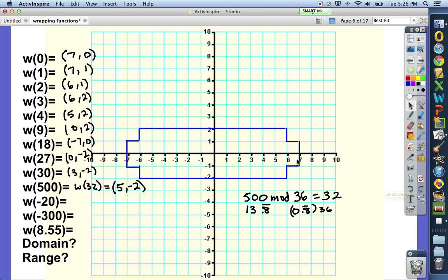A wrap of -20, again, negative means go in the clockwise direction, so we're going this way. That's 9. Over here is 18, and then 2 more right here, (-6, 1).